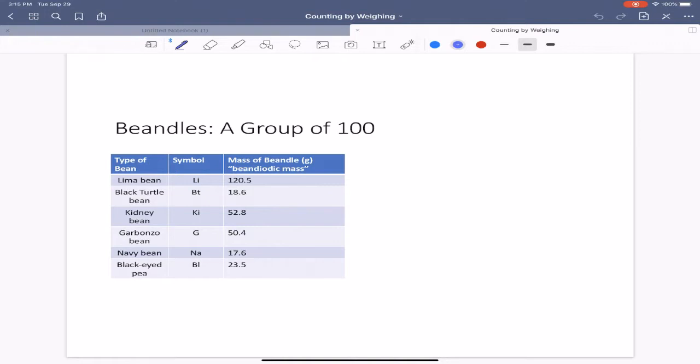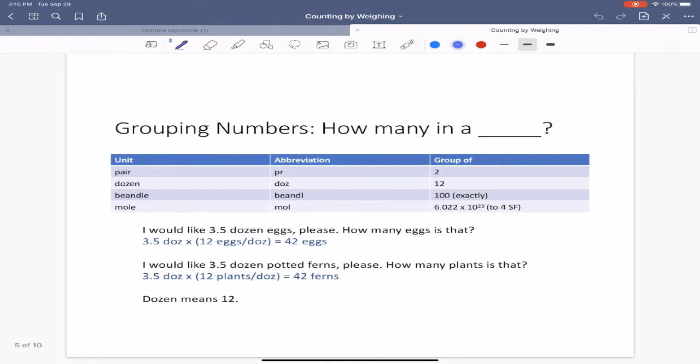So in this scenario, the would-be elementary school instructor can measure out the mass of a group that we called a beandle. What kind of groups are there? Well, there's a lot of grouping numbers, but let's look at these. How many in a pair? 2. How many in a dozen? 12. How many in a beandle, which is abbreviated without the E? It's a counting number, and we can count to 100, so it's a group of 100 items.